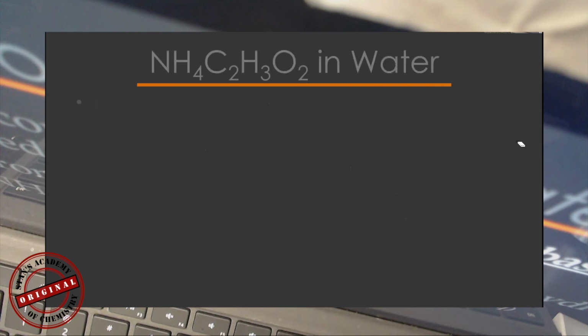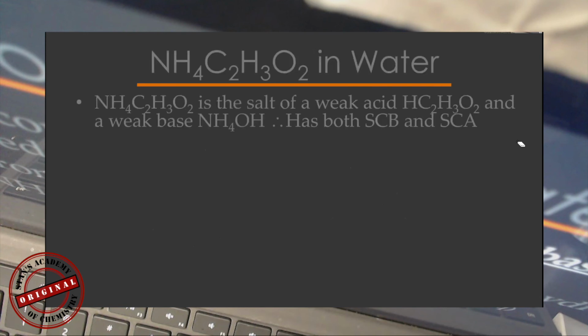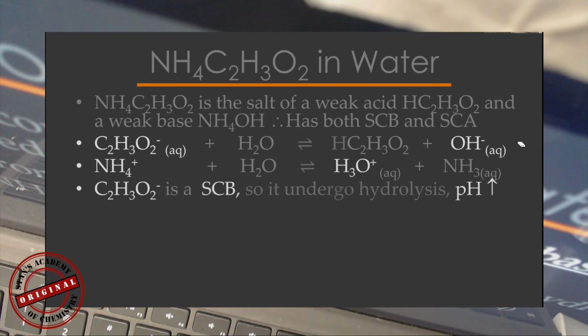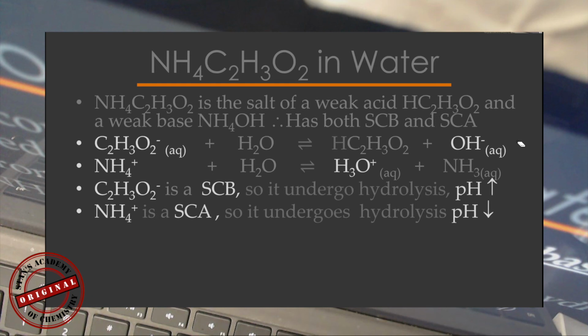Again, the last example, ammonium acetate is a salt of a weak acid, that is acetic acid, and a weak base, ammonium hydroxide, therefore it has both a strong conjugate base and a strong conjugate acid. So acetate ions, like we already said, produce hydroxide ions, as on the previous slide. Ammonium ions react with water and produce hydronium ions, therefore increasing the hydronium ion concentration. Therefore, since it has a strong conjugate base and a strong conjugate acid, the pH will increase for the strong conjugate base and pH will decrease for the strong conjugate acid.